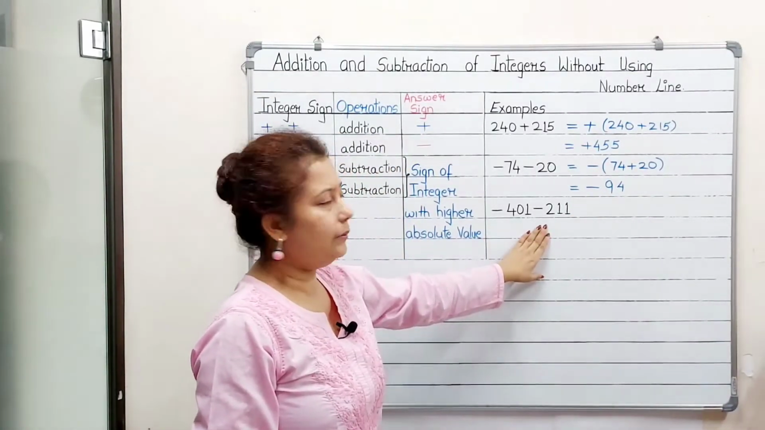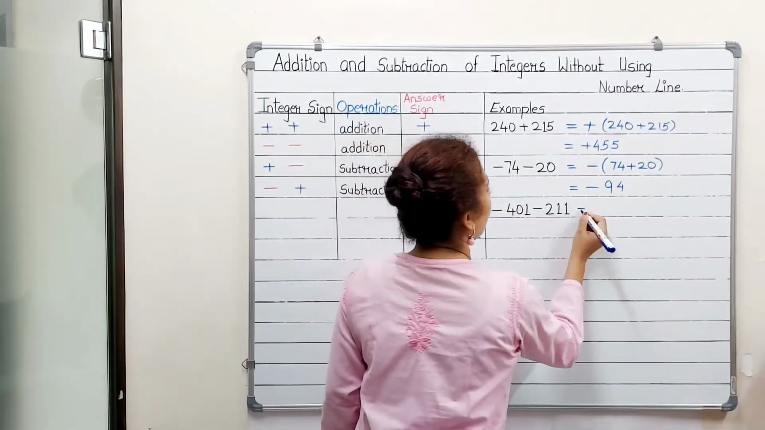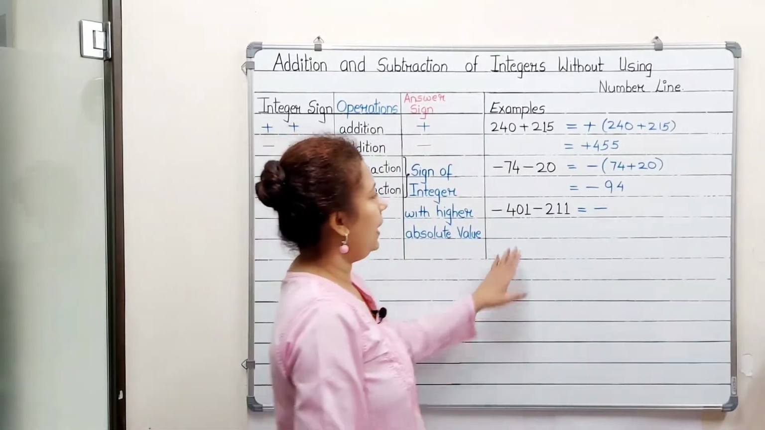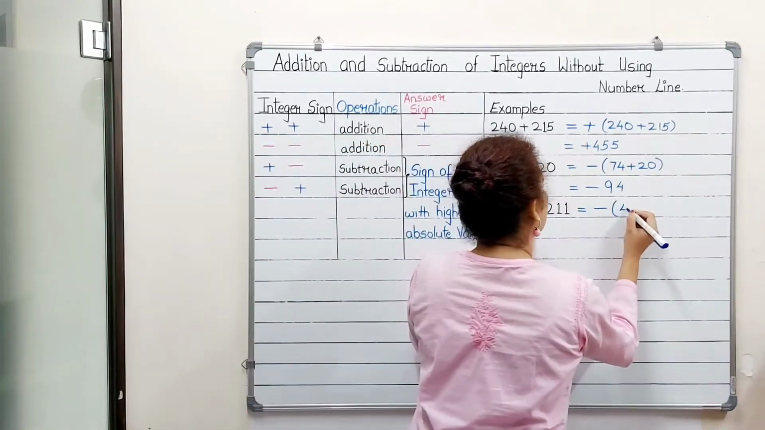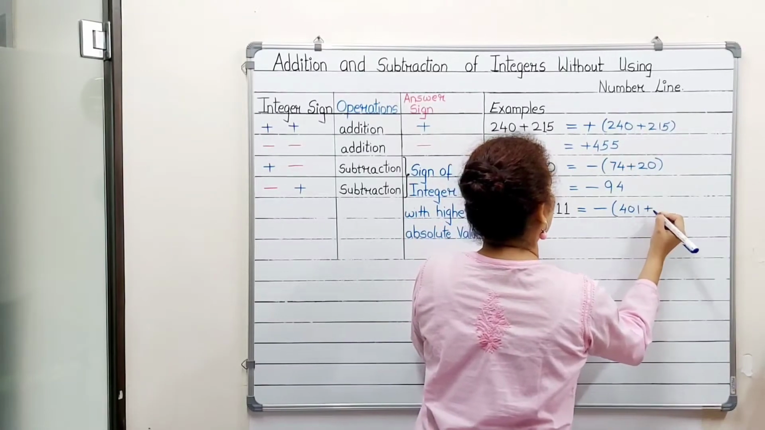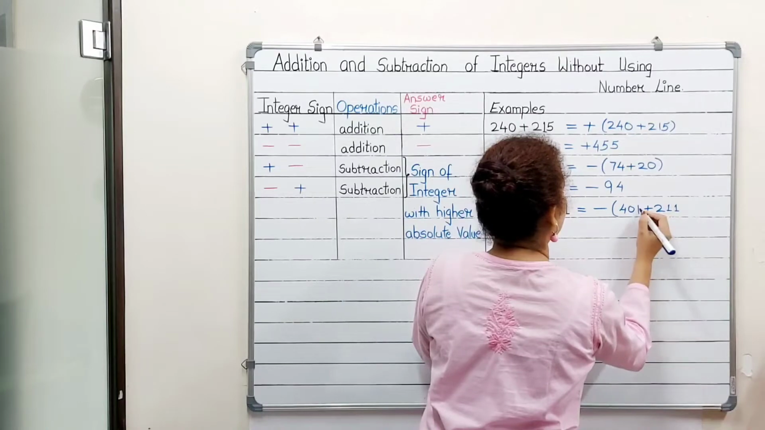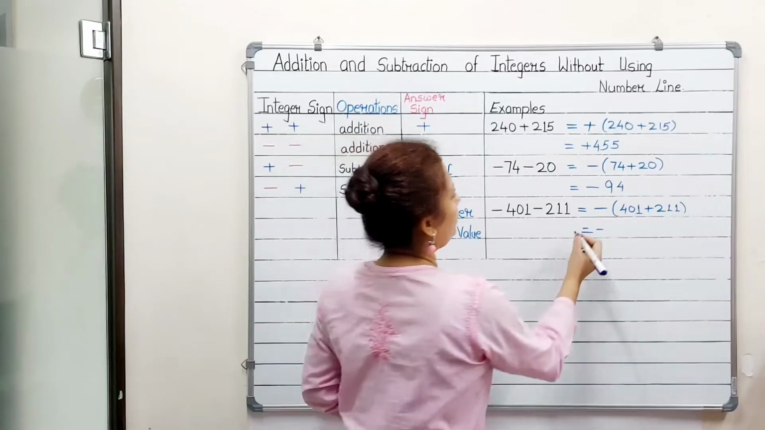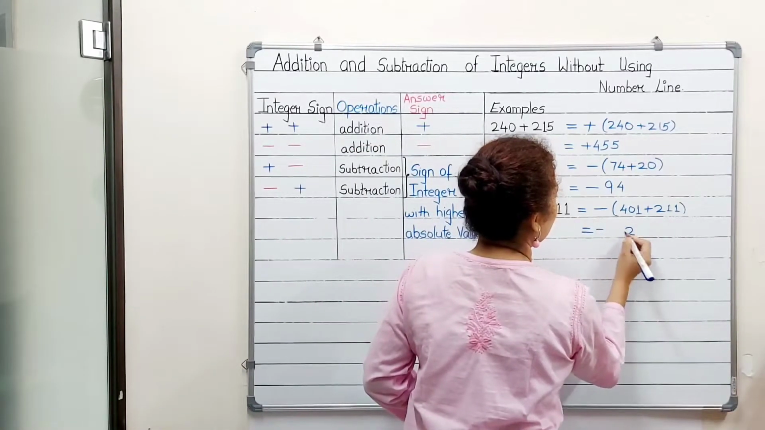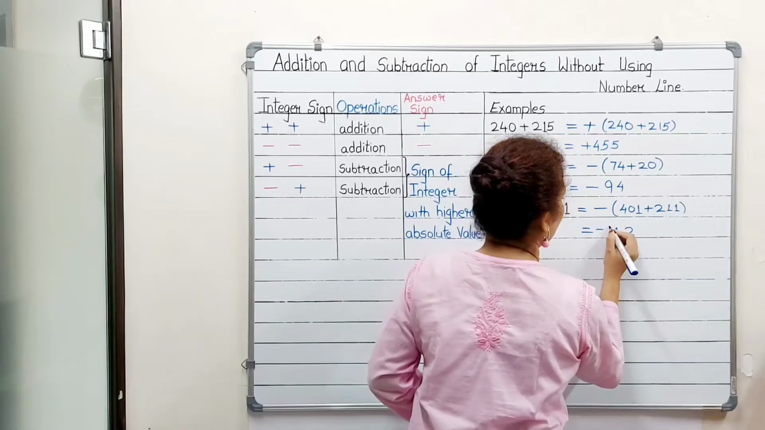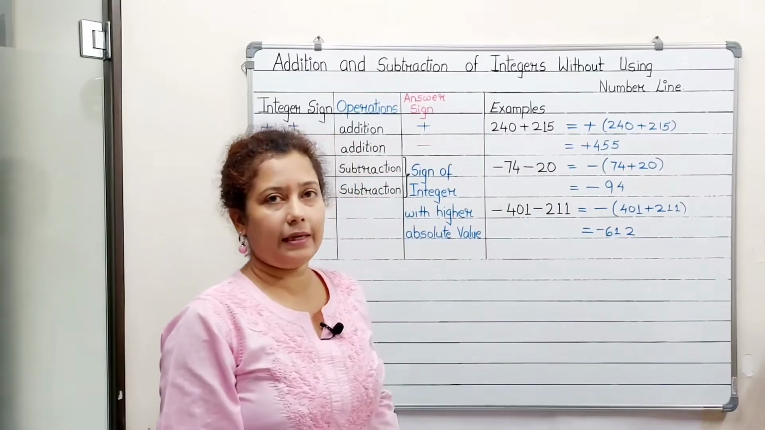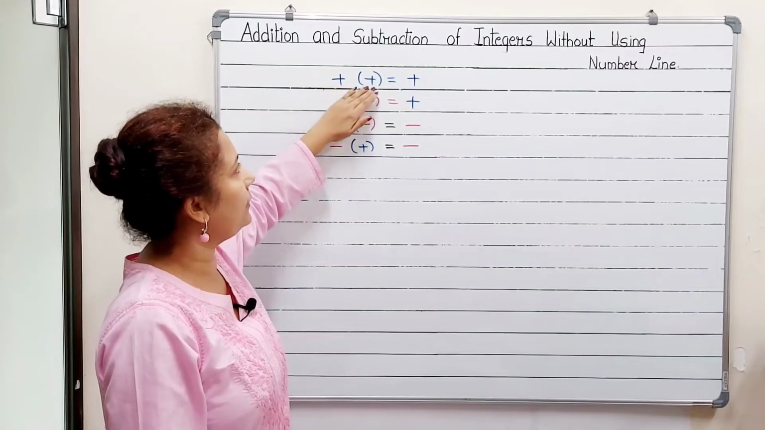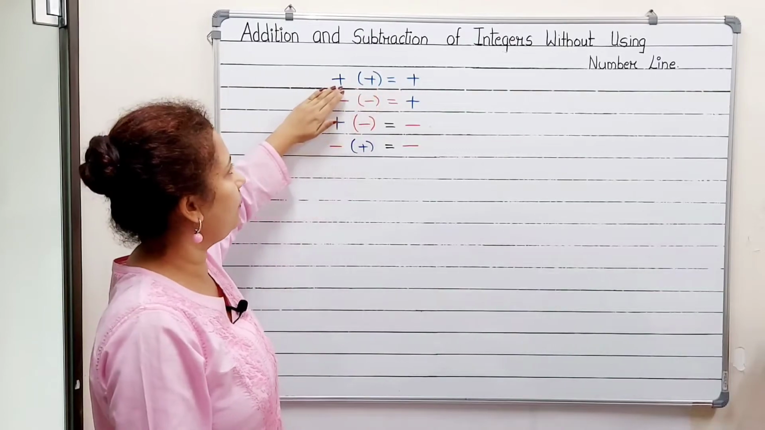Again, one more example with negative integers, where both the integers are negative. So here the common sign is negative and we are going to add the absolute values of the integers. So here the final answer will be negative and after addition we will get the answer minus 612.